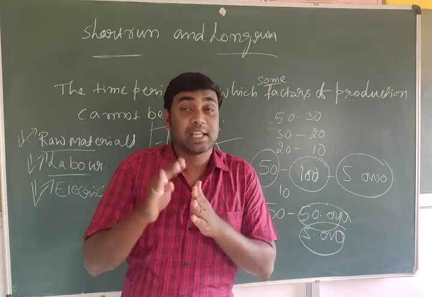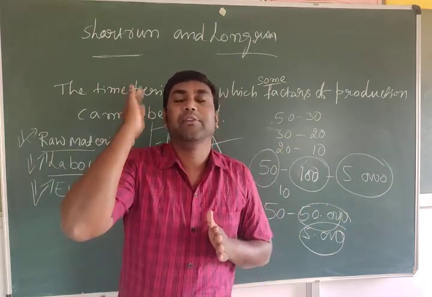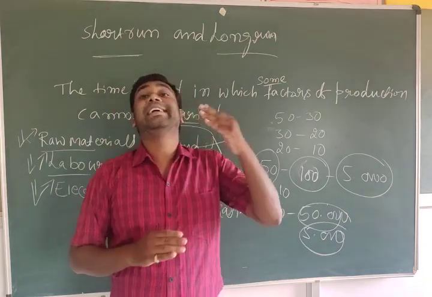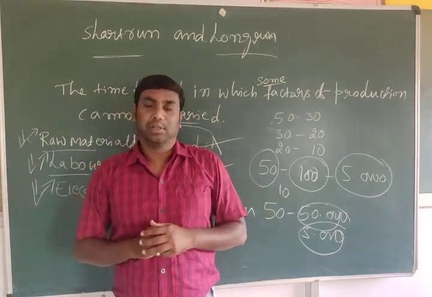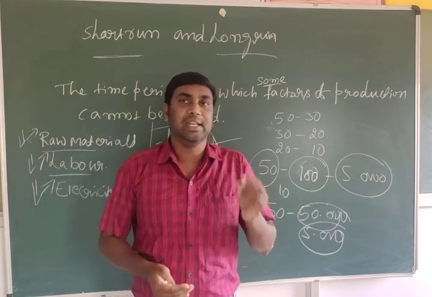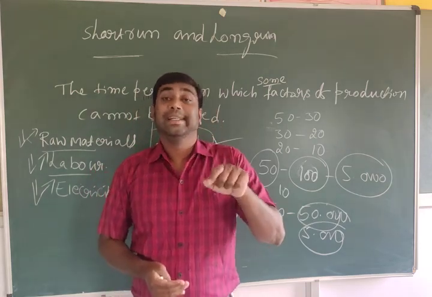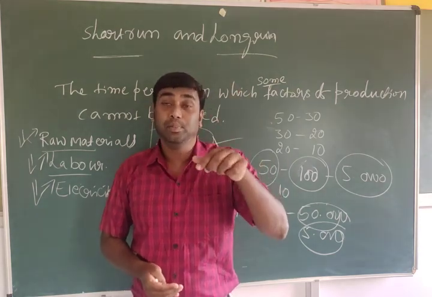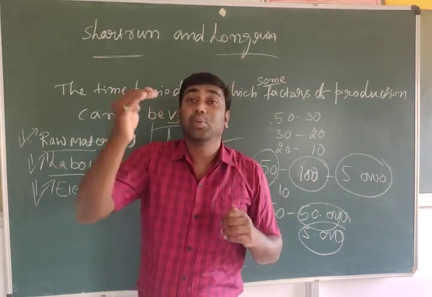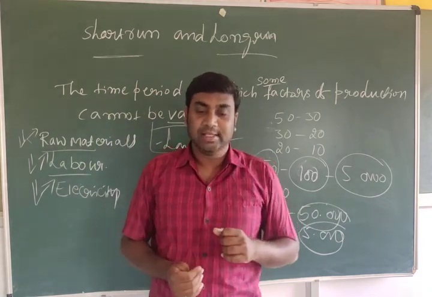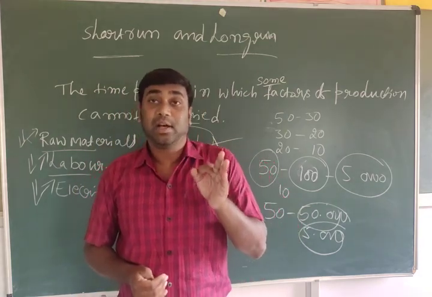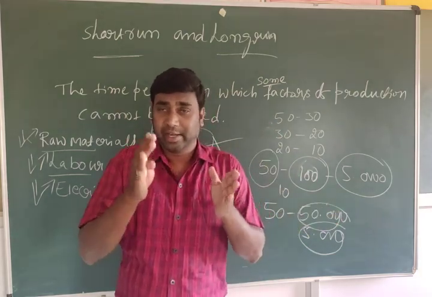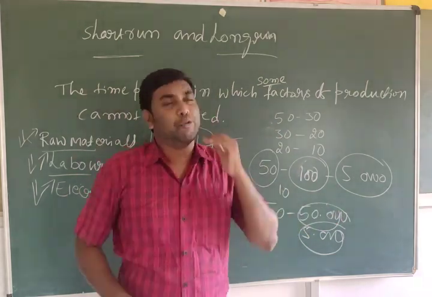Those factors which can be varied are called variable factors, because through the variable factor we can also increase or decrease the production. The output definitely will be increased if any one input increases. If any one input is decreased, the output also decreases. So when other inputs are fixed, they are called fixed factors. When only one factor is variable, it is called a variable factor.